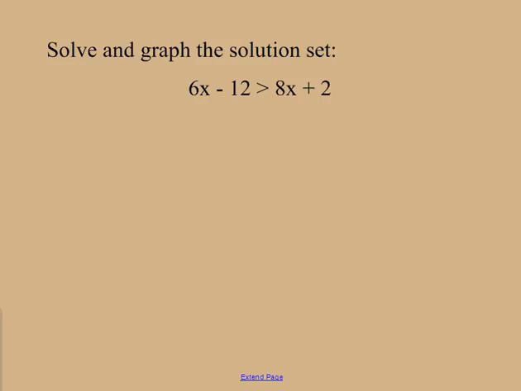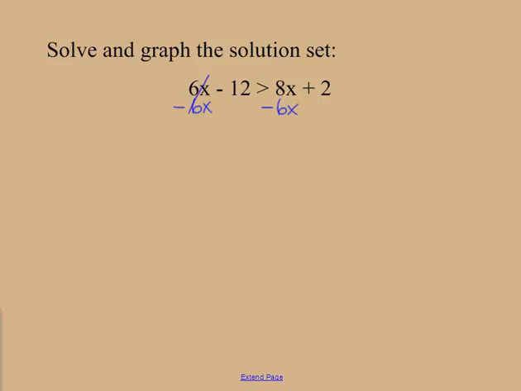All right, here's our next example, a little more complicated. So let's solve. 6x minus 12 is greater than 8x plus 2. So we need to get our variable terms, in this case our x terms, on the same side of the inequality so that we can combine them. And then we need to get our constants on the same side of the inequality so we can combine them. All right, so we're going to use the addition and subtraction properties to do this. And I'm going to choose to subtract 6x from both sides.